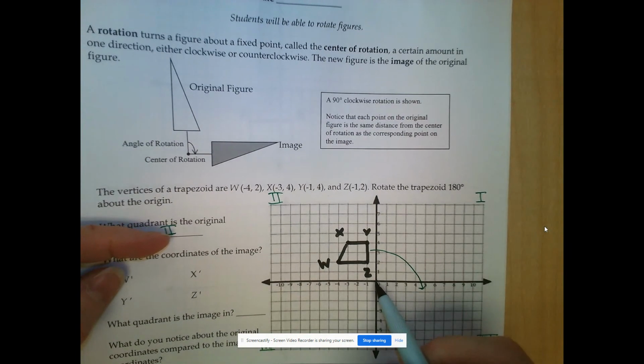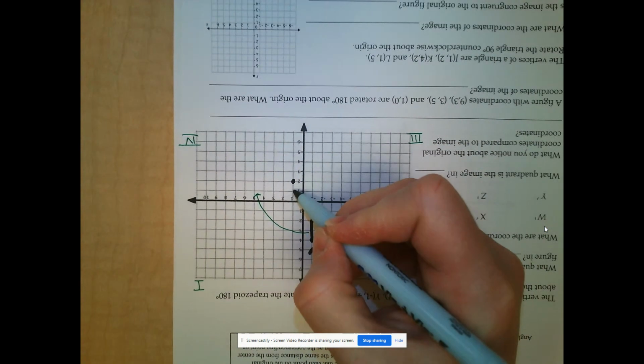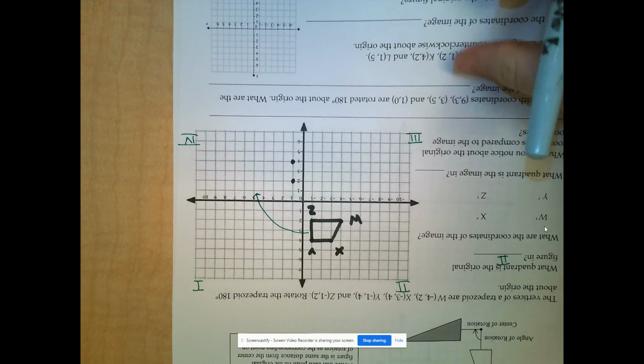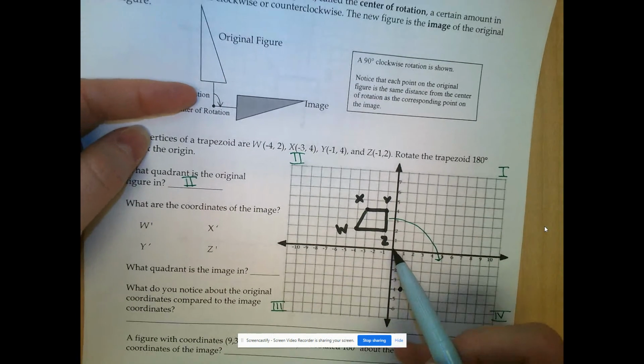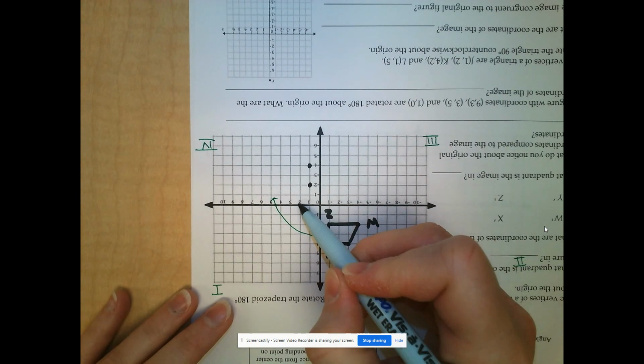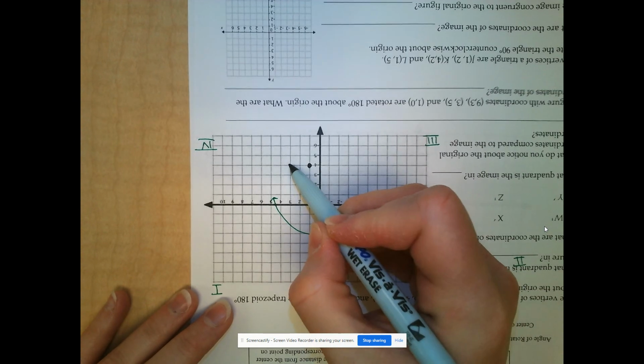So now I'm going to turn this back and say to get from the origin to Y, I have to go left 1, up 4. I'm going to rotate my paper. I'm going to go left 1, up 4. That's the location for Y prime. In order to get to X, I have to go left 1, 2, 3, up 1, 2, 3, 4. I'm going to rotate my paper. I'm going to go left 1, 2, 3, up 1, 2, 3, 4.